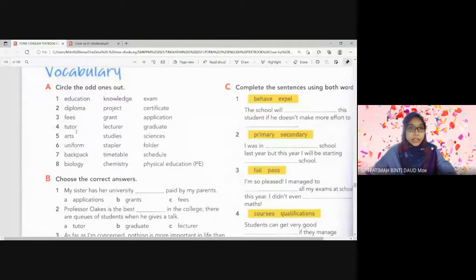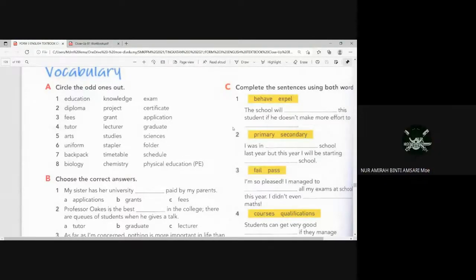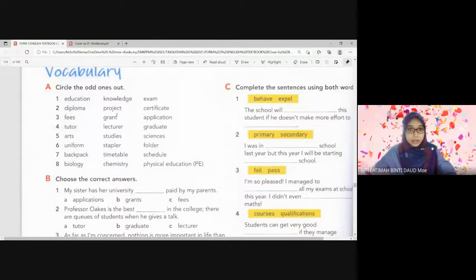All right, number 3, fees, grant, and application. Fees, maybe. Grant. Fees, grant, and application. All right. What is fees? Fees, yuran. Yes, fees is like yuran. Application? When you make an application, it means you? Alright, buat permohonan. Very good.